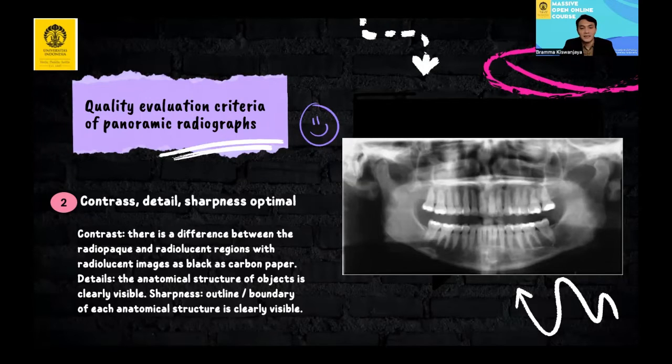Another important criterion is ensuring optimal contrast, detail, and sharpness. Contrast is the difference between the radiopaque and radiolucent regions, with radiolucent areas as black as carbon paper. Detail means the anatomical structures of the object are clearly visible, and sharpness means the outline or boundary of each anatomical structure is clearly visible.